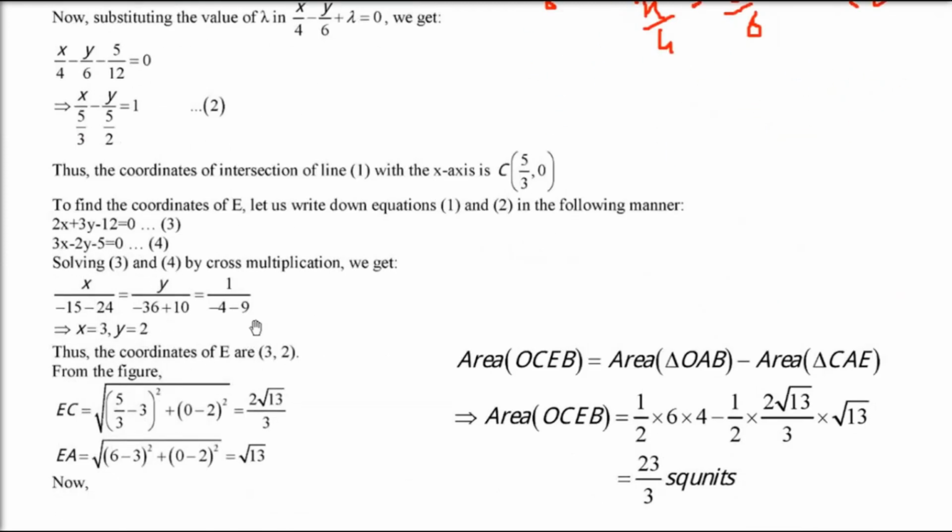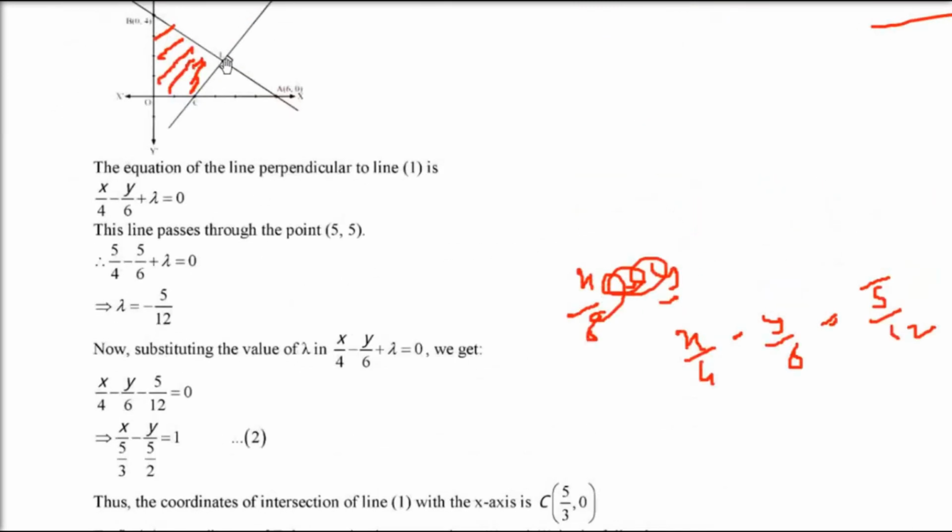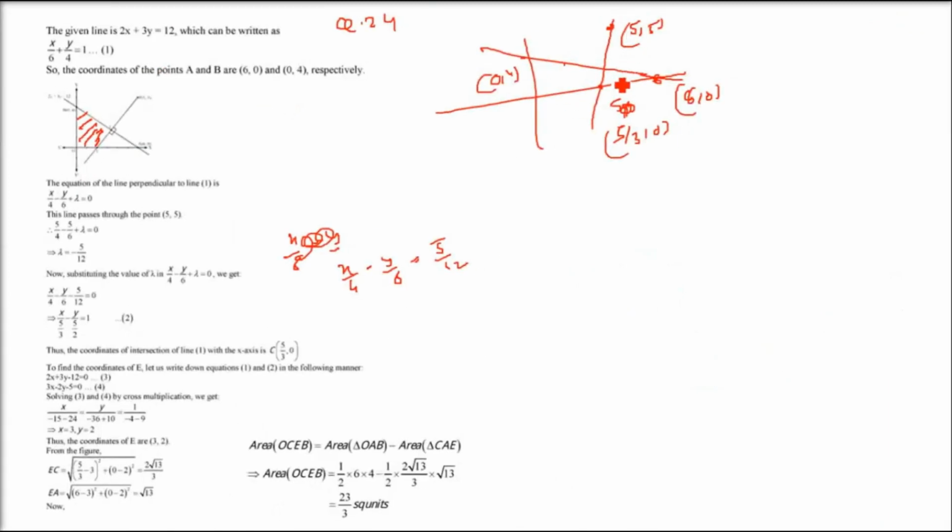Now, area. If you see, E is known. This is 3, comma 2. Let me write it here. So this is the point. Actually, all the points are known now, all the intersecting points. So now we are taking the bigger triangle. This is the bigger triangle.